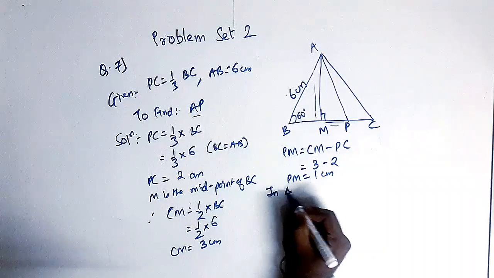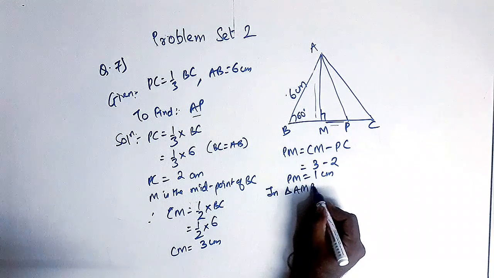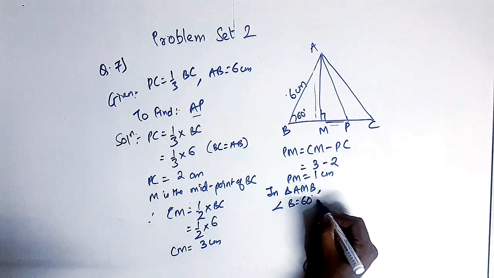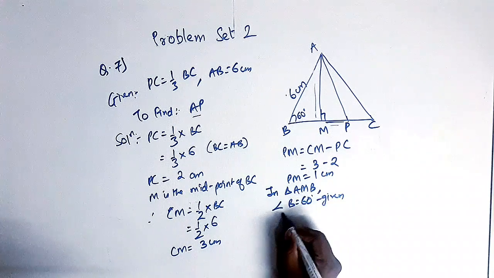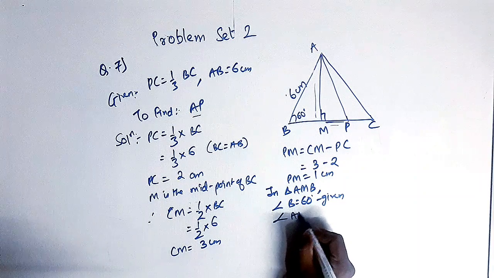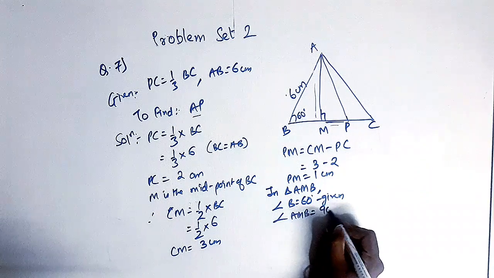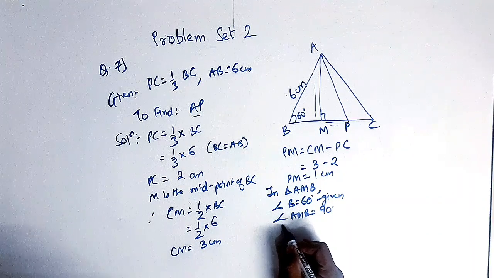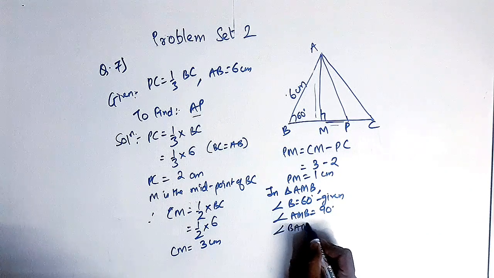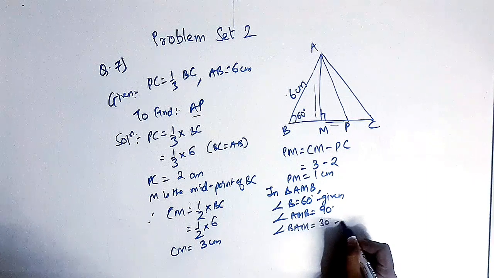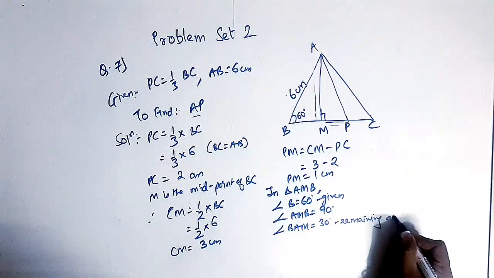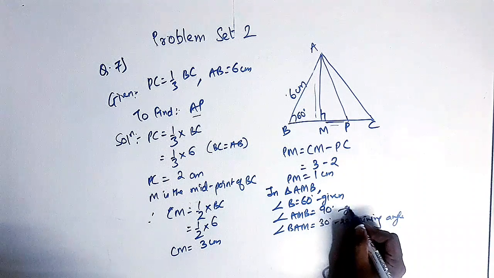So I have to first write, in triangle AMB, angle B equals 60 degree. This I can write as given. Angle AMB equals 90 degree. And angle BAM becomes 30 degree. This is the remaining angle. This is also given.